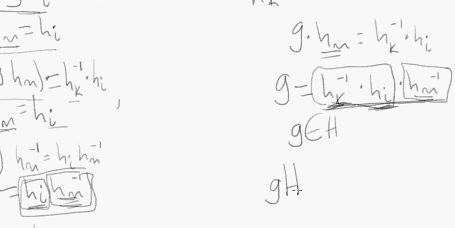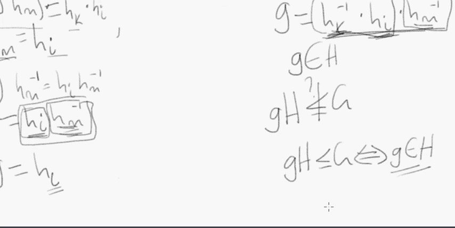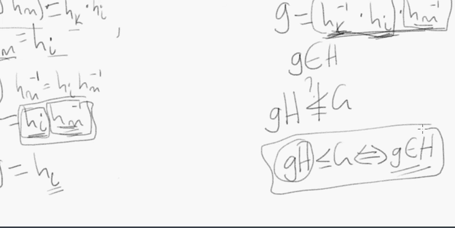gH doesn't have to be a subgroup of G. It is not necessarily a subgroup. However, if gH is a subgroup of G, we can immediately conclude that g has to be an element of H. Otherwise said, if g is an element of H, then we know automatically that gH is a subgroup of G. All right. So we just run out of time.